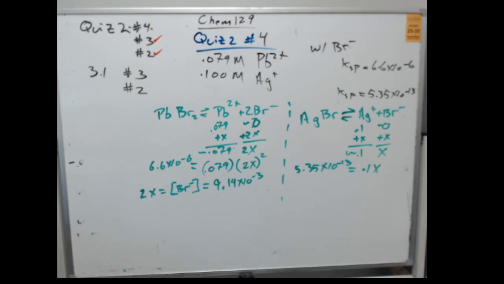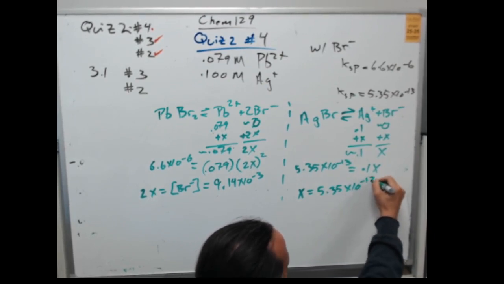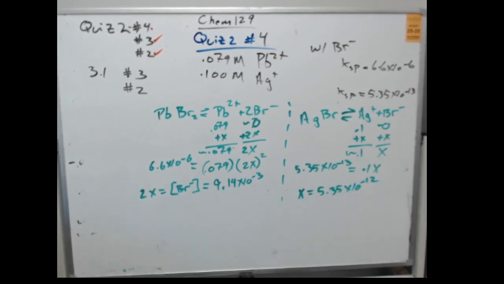Now, this coming out to 9.14 times 10 to the minus 3, I'm like, oh, I definitely think I was right. Because when I calculate this x, if I'm doing this correctly in my head, I get 5.35 times 10 to the minus 12. So now I say, okay, that's going to be my bromide concentration for that half of the competing equilibrium. What that means is it takes a much, much lower bromide concentration to saturate silver than it does to saturate lead in this particular solution with ions already present.